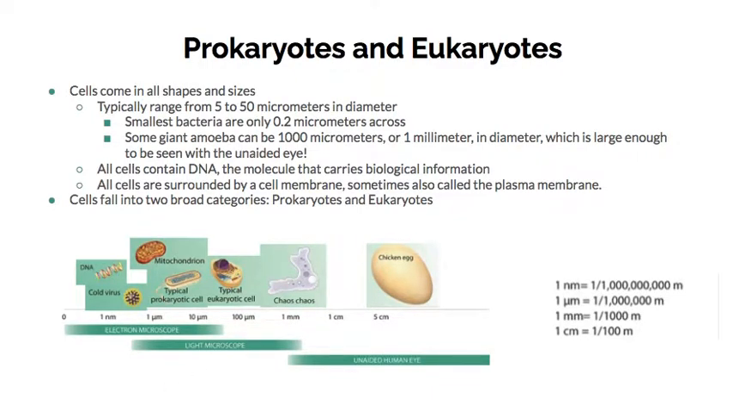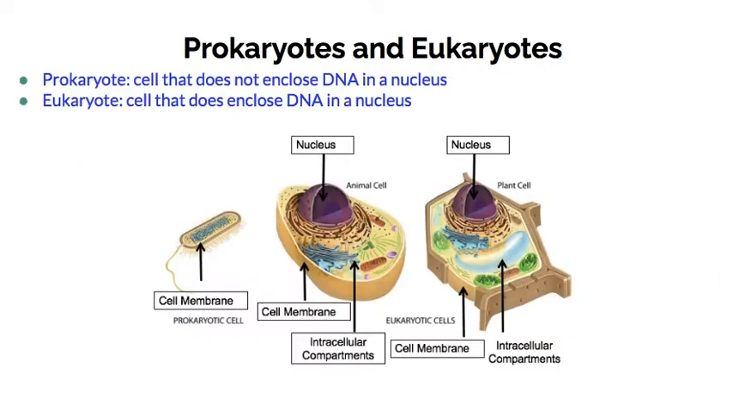All cells contain DNA, the molecule that carries biological information. And all cells are surrounded by a cell membrane, also sometimes called the plasma membrane. So those two terms are interchangeable. And cells fall into two broad categories, prokaryotes and eukaryotes. So you probably heard of these before, but here are two official definitions. A prokaryote is a cell that does not enclose DNA in a nucleus. A eukaryote is a cell that does enclose DNA in a nucleus.